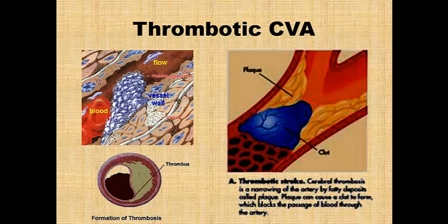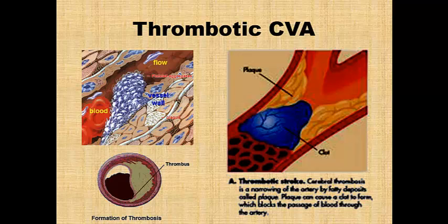A thrombotic CVA accounts for more than half of all strokes, and again, this is due to atherosclerosis in the blood vessels. It is the same mechanism as the coronary arteries, except this is in the cerebral artery. So the clots formed from the plaques rupture and interrupt blood flow. This usually develops gradually over years.